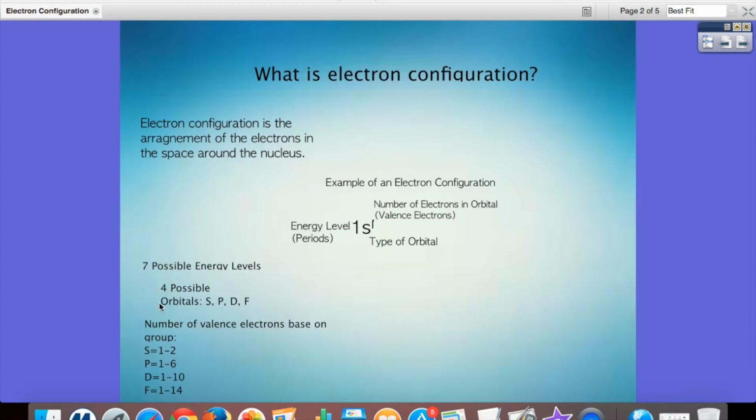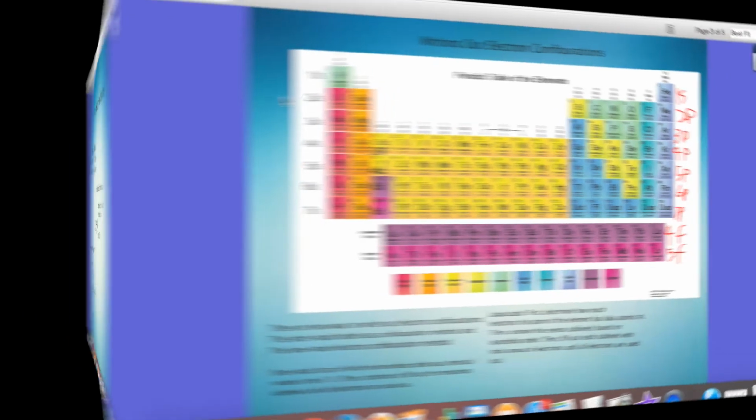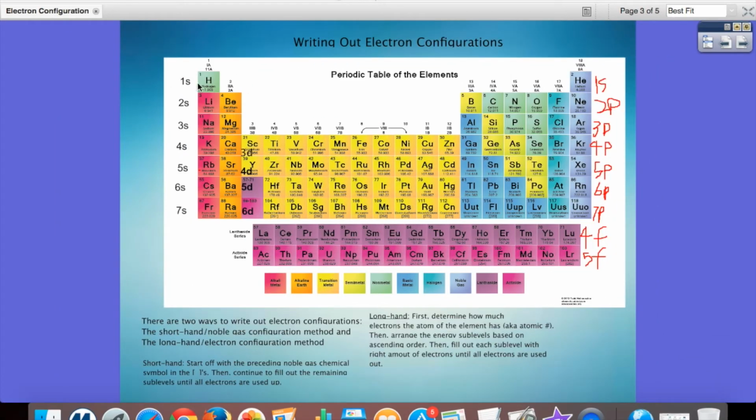And also, there are 4 possible orbitals, which are s, p, d, and f, and the number of valence electrons is based on the group. And s ranges from 1 to 2, p ranges from 1 to 6, d ranges from 1 to 10, and f ranges from 1 to 14. Here you can see the energy levels of all the electron configurations. So like 1s, 2s, 3s, and then the d's, and then you can see the p's are here, and then the f's are here.